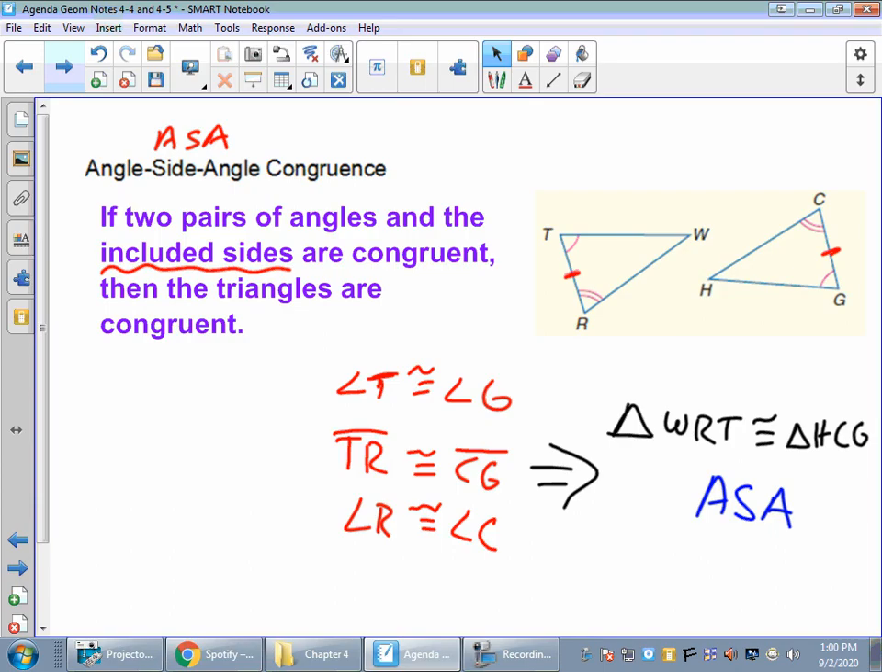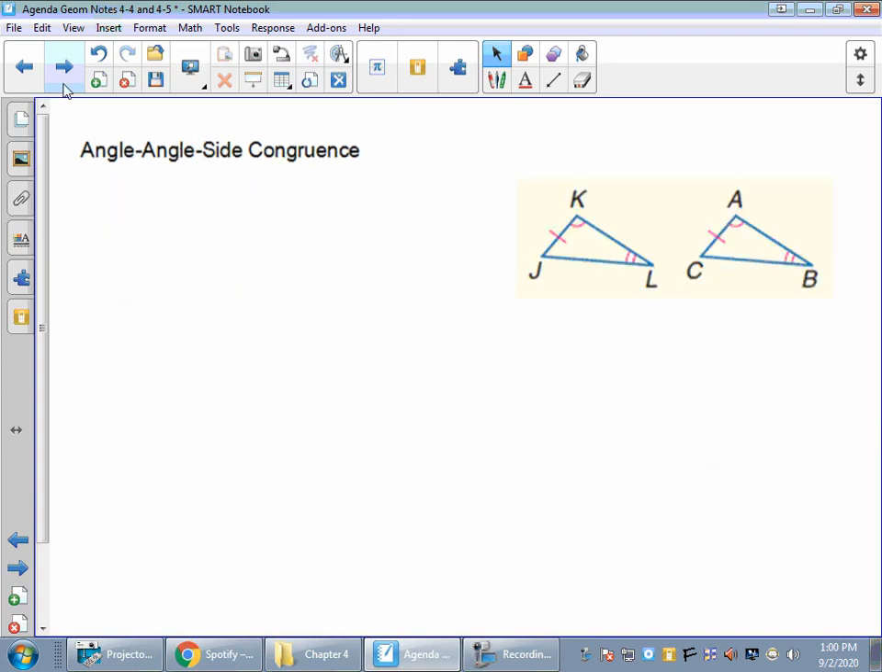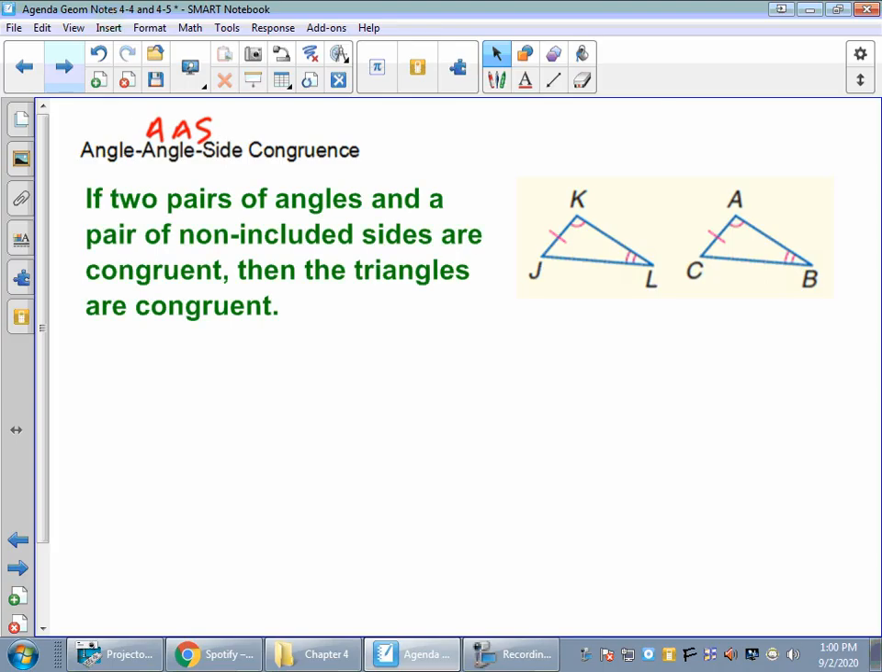Okay? And the last one today is angle, angle, side. So on angle, angle, side, we can change this to AAS. And this time we're talking about two pairs of angles and a non-included side. So the difference between angle, side, angle, and angle, angle, side is that the side that's congruent is not included. It's not between the two angles that are congruent.